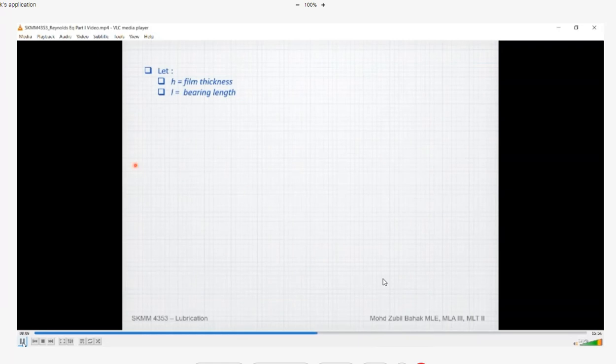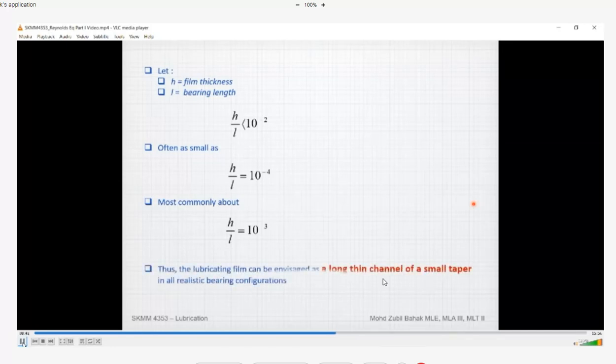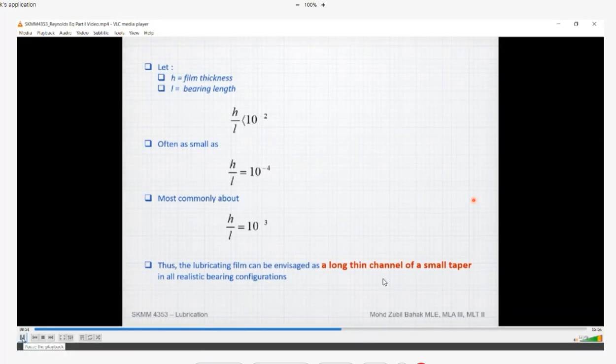If we go back to the figure before this, h is the film thickness, L is the bearing length. So most of the time h over L is less than 10 to the minus 2, often as small as 10 to the minus 4. It is very, very small, but most commonly about 10 to the minus 3. Because of that, we can say the lubricating film can be envisaged as a long thin channel of small taper in all realistic bearing configurations.